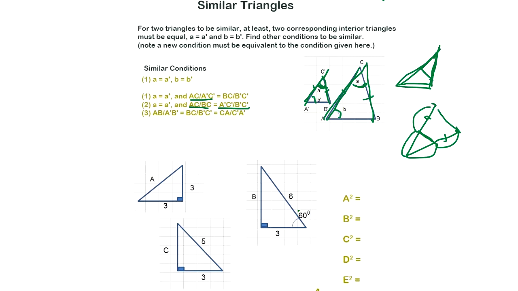Then another condition is AB over A prime B prime. So all three side ratios are the same ratio. Say the triangle shrunk by the ratio P, then every side length becomes shrunken by ratio P, then that's similar. So the similar condition is a little bit more complicated, but you get used to it if you do some exercises.